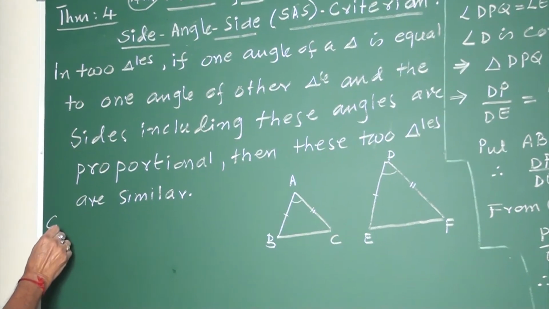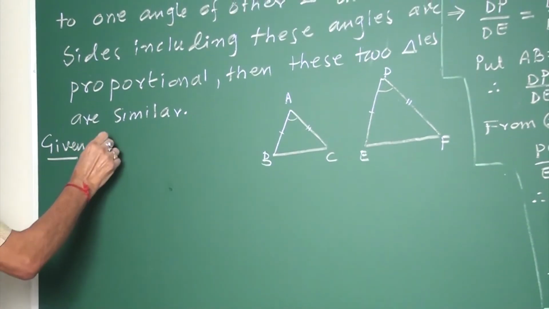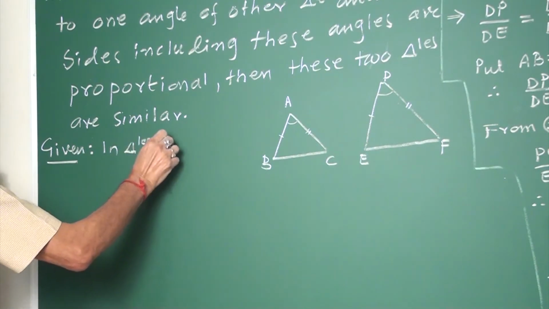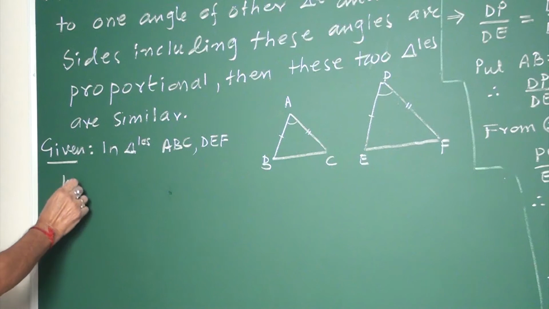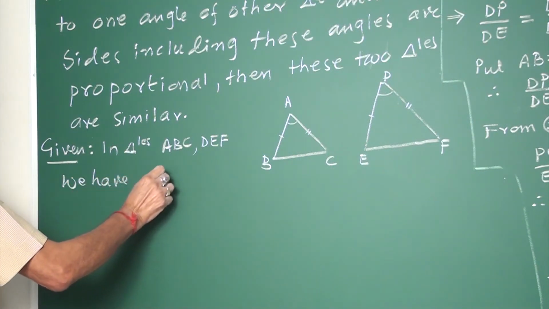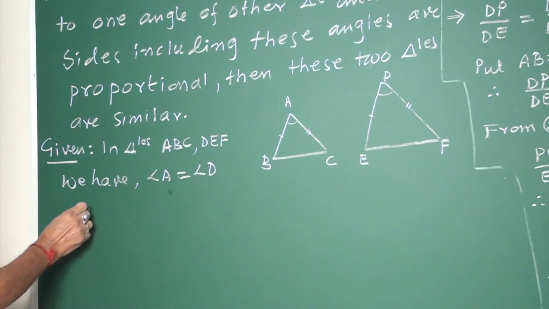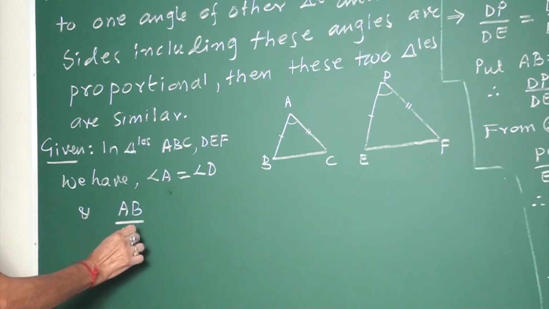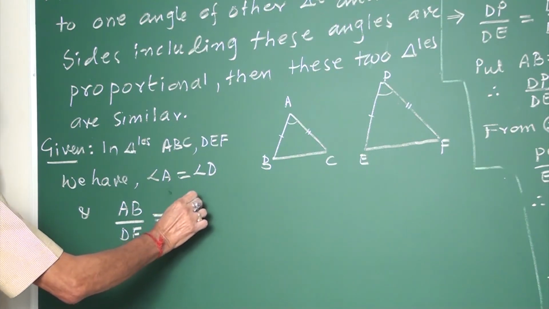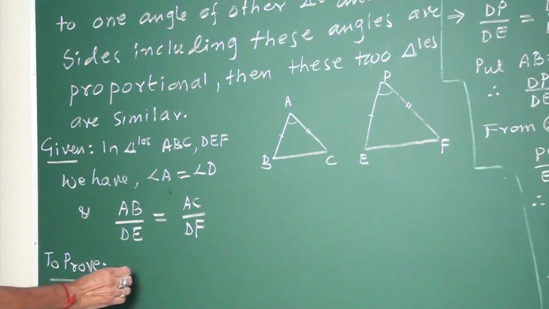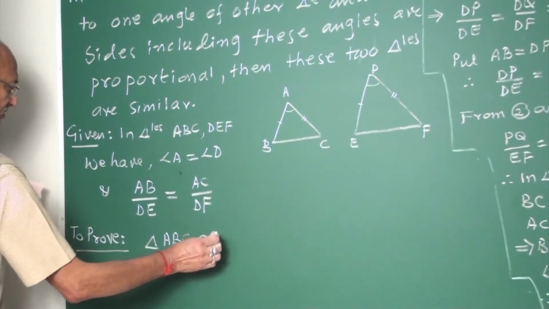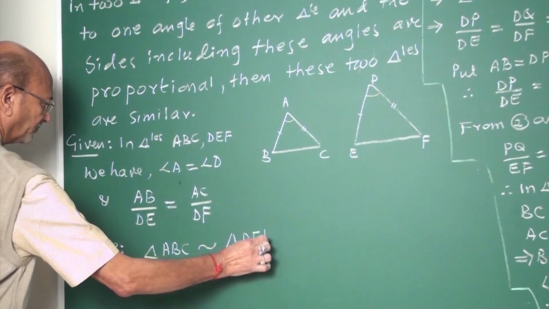Given in triangles ABC and DEF, we have angle A equal to angle D, and AB upon DE equal to AC upon DF. This is given. Then we want to prove the triangles are equiangular: triangle ABC is similar to triangle DEF. This we want to prove.